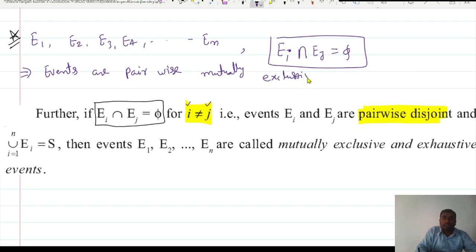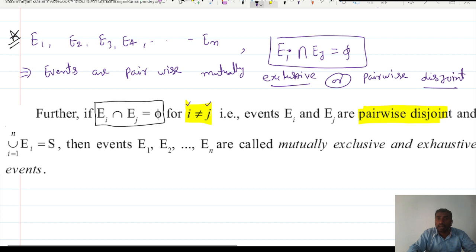It is a pairwise mutually exclusive or disjoint set, right? Or pairwise disjoint. Disjoint means no common elements, right? Both sets are different. Okay, so it can be said like that.